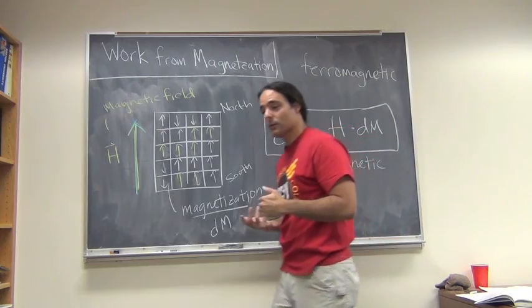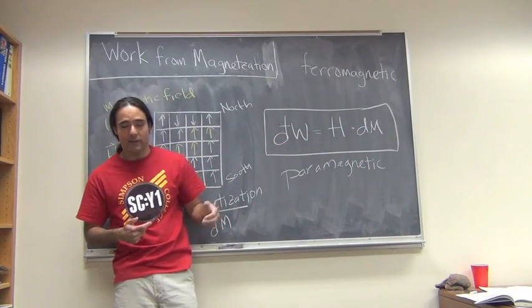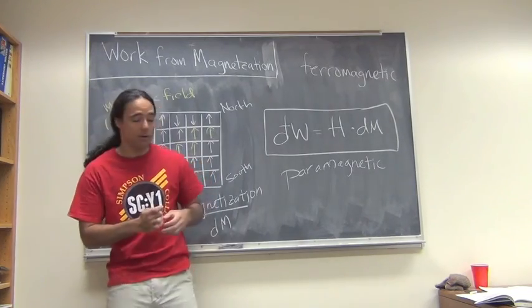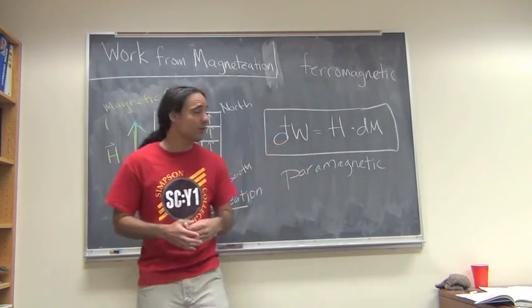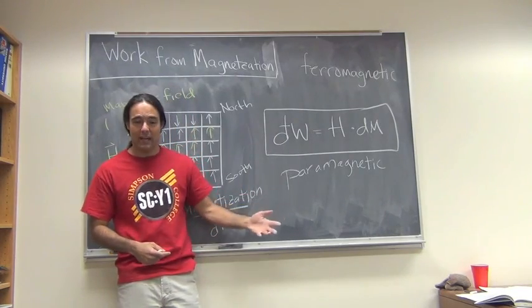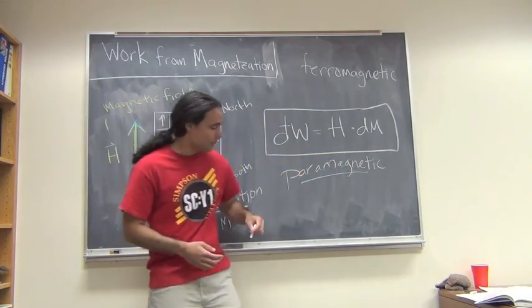So it's a paramagnetic material. Ferromagnetic materials, things like your refrigerator magnets, are materials that I don't even need to apply an external magnetic field to get them to magnetize. They're already magnetized without any help. Really what we're looking at here is a paramagnetic material.